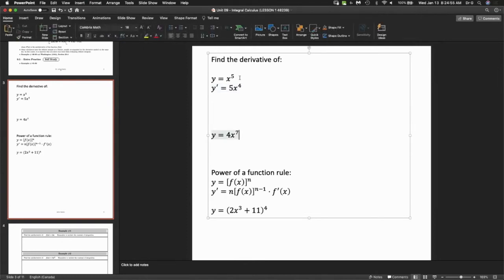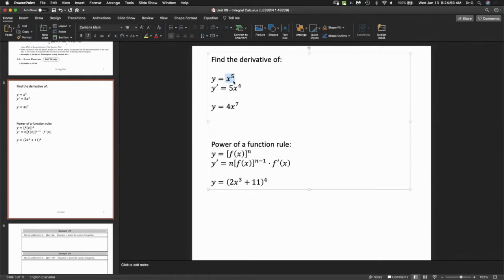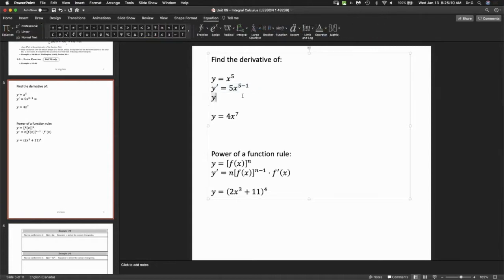Remember that for the derivative, you bring the exponent down, so you bring the 5 here in front, and then you take the exponent and you subtract 1. So I'll do the extra step here and do 5 and then 5 minus 1. So that becomes 5x to the 4.